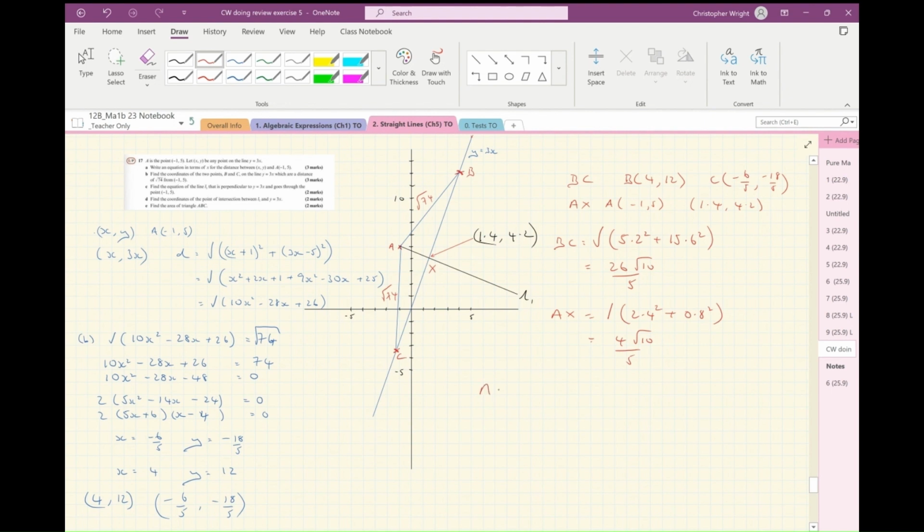So the area of my triangle now, I've got the base, which is BC, 26 root 10 over 5. I've got the height, which is 4 root 10 over 5. I'm going to multiply those together and halve their product, which gives me an answer of 20.8 for the area of triangle ABC.